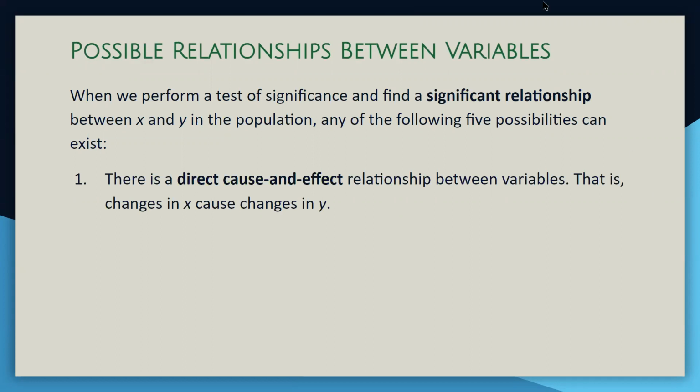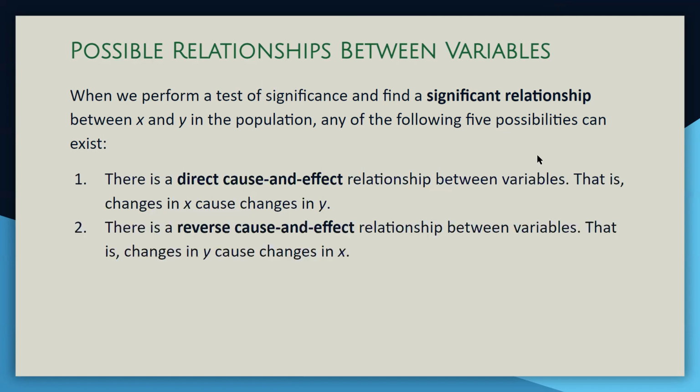So for example, in the last video, we saw an example where there was a linear correlation between the number of fires occurring and the number of acres burned. Well, we expect there's a cause and effect relationship. The more fires you have, the more area is going to get burned. The fires are causing the acres to be burned. Direct cause and effect.